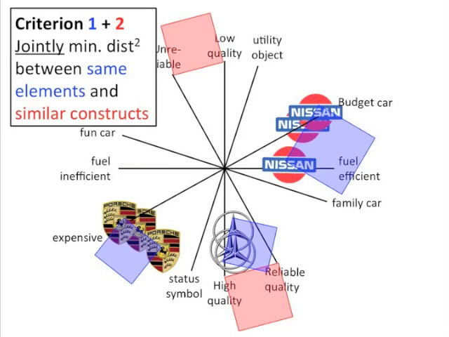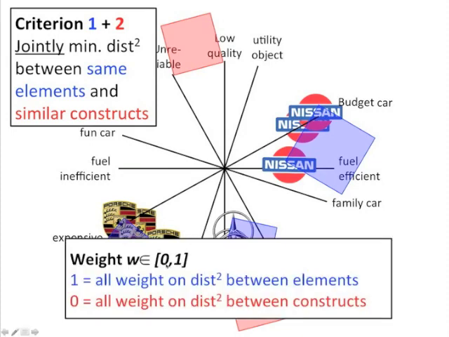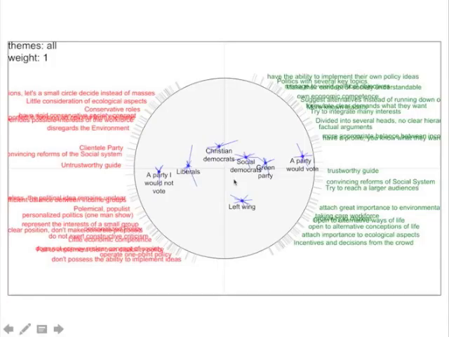We need one more thing. We need a weighting factor, which tells us how much weight we put onto which criterion. This is between 0 and 1, and if we apply a weight of 1, all weight is put on the distances between the elements. This means it's standard GPA. If we put all weight on the squared distance between the similar constructs, then it's not at all standard GPA, but we minimize a different thing. And we can choose some value in between. Usually we will want some value in between.